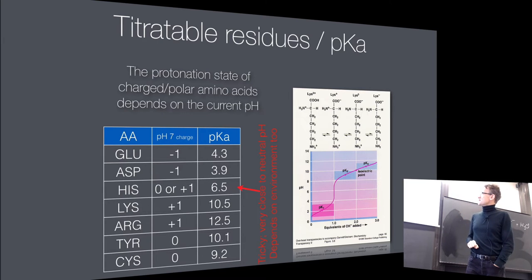The way you should think about this is just remember that by default, you don't want charged residues inside proteins, but under some conditions, things can become non-charged. You can deprotonate them or protonate them to make sure that they're neutral, and then they're slightly easier to insert. But you might have to spend energy to achieve that.